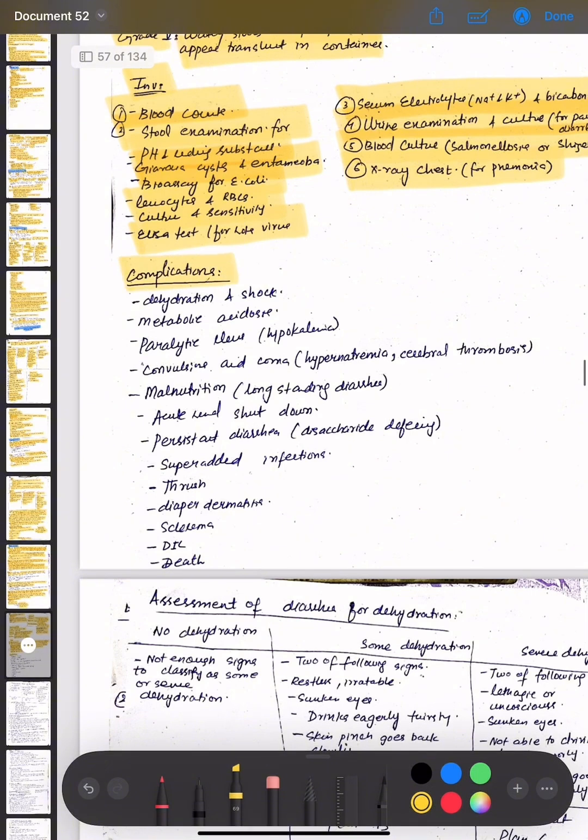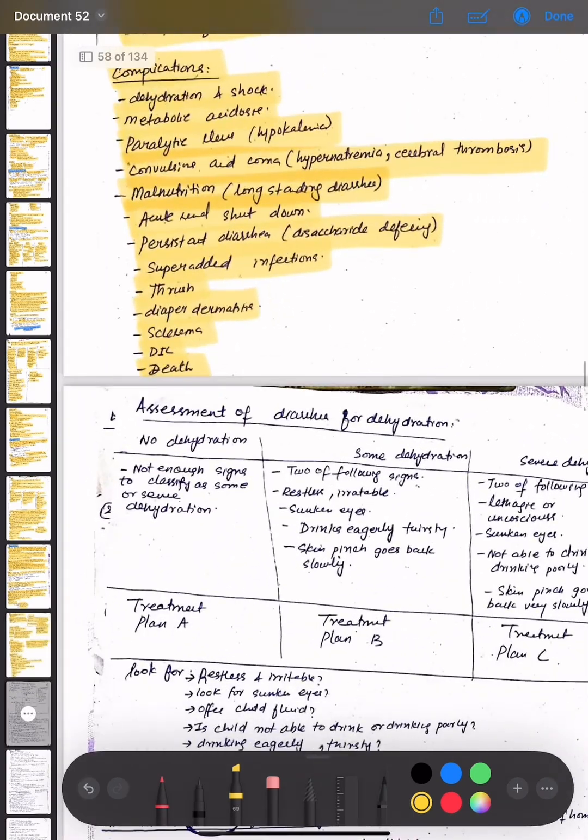The complications are dehydration and shock, metabolic acidosis, paralytic ileus due to hypokalemia, convulsions and coma due to hypernatremia, cerebral thrombosis, malnutrition from long-standing diarrhea, acute renal shutdown, persistent diarrhea due to disaccharide deficiency, and superadded infections like thrush, diaper dermatitis, scleroderma, DIC and death. These are the complications of acute dehydration.